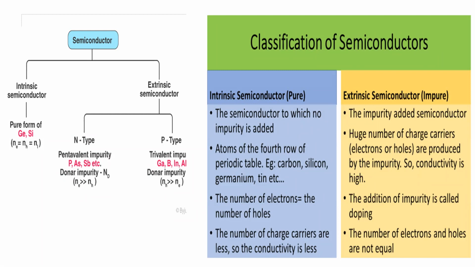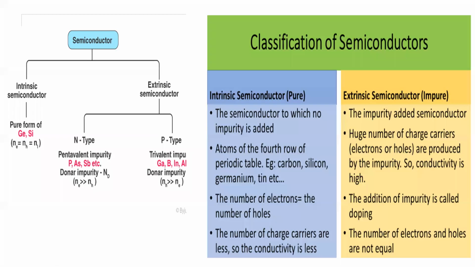This addition of impurity to a semiconductor is called doping. So what is meant by doping? The addition of impurity to a semiconductor is called doping. And we can adjust the amount of impurity added, so we can get the required amount of conductivity for the material.